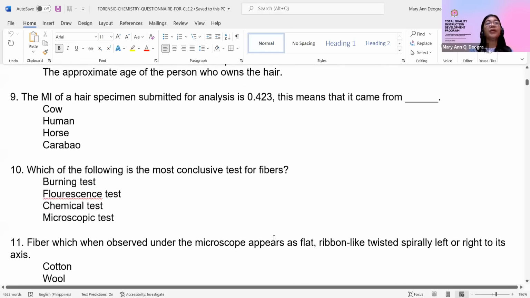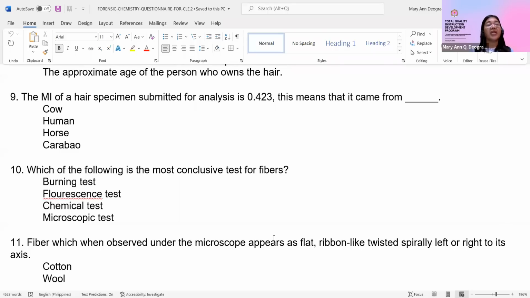Okay, how about number 9? MI is medullary index. The medullary index of a specimen submitted for analysis is 0.423. So this means that it came from, okay, where does it come from? Is it cow, human, horse, carabao?